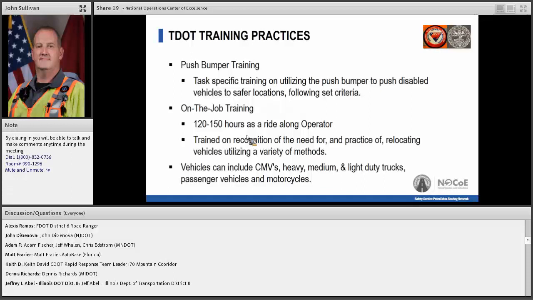Obviously, you're not going to push or pull one. We have to get it in neutral. It's a whole different operation when you deal with motorcycles sometimes, but it's becoming a lot more common. So I'm sure that's a different beast altogether when it comes to relocating motorcycles. So we can go to the next slide, please.